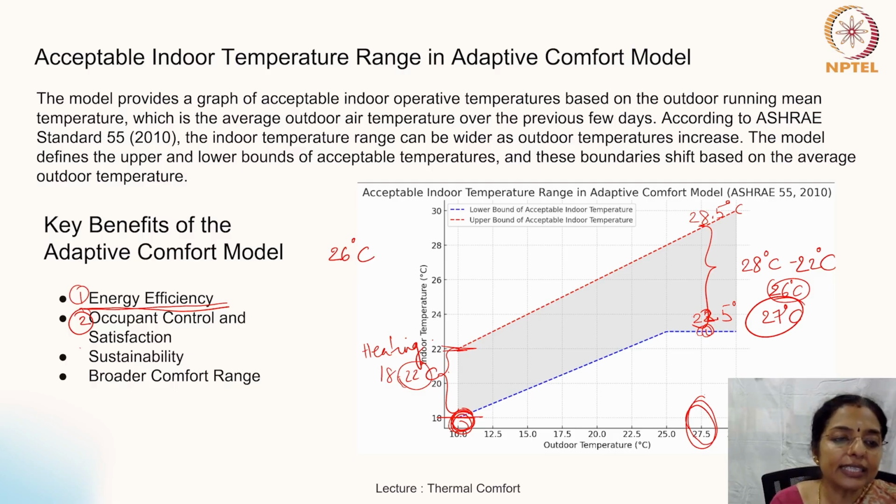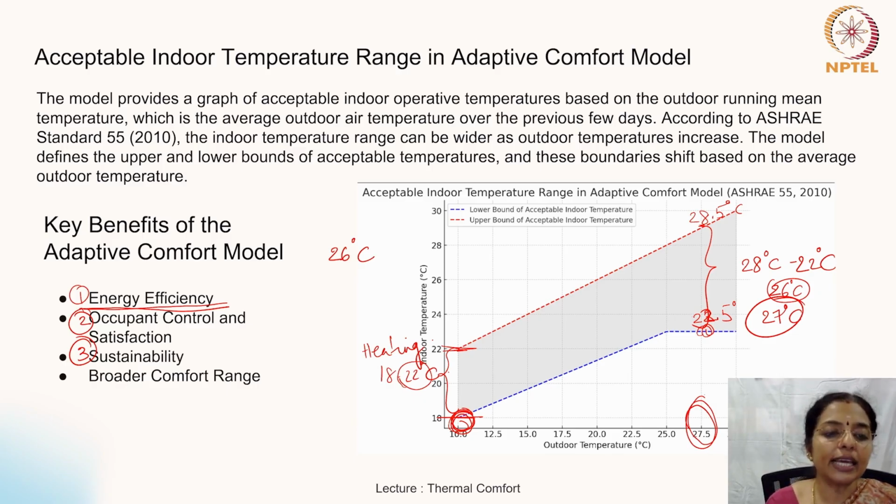Third is sustainability. The adaptive comfort model supports sustainable building practices by reducing the need for mechanical systems and utilizing climatic conditions to achieve thermal comfort. It's particularly useful in warm climates where passive cooling can substitute for air conditioning, helping buildings to reduce the carbon footprint.